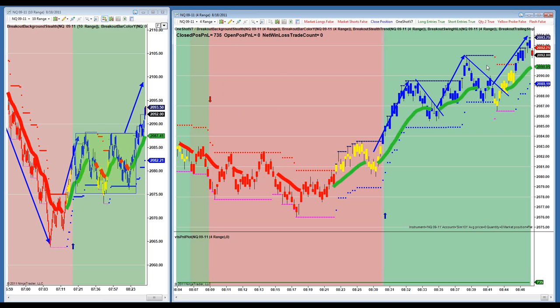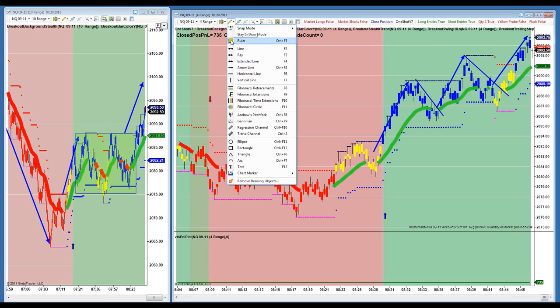If you took that, you probably entered somewhere here around 89-ish. You'd be trailing a stop right now.